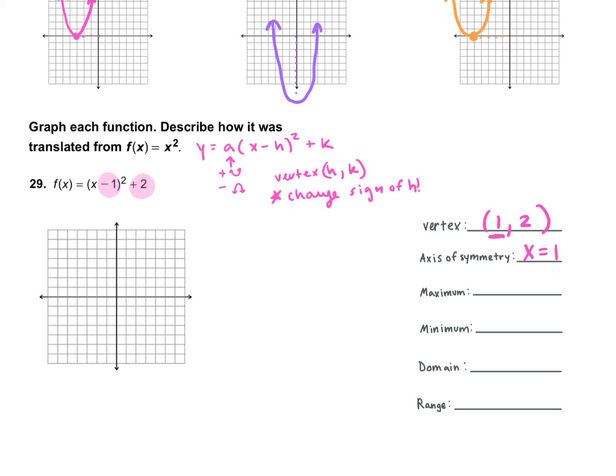Does my graph open up or open down? It opens up because it doesn't have a negative out front. So it opens up. So is my vertex at the highest point or lowest point? Lowest. It's at the lowest point. So do I have a maximum or minimum? I have a minimum because my vertex is at the lowest point.